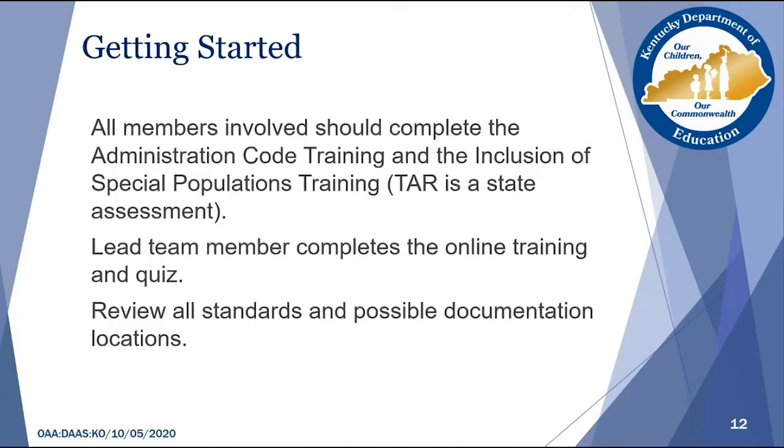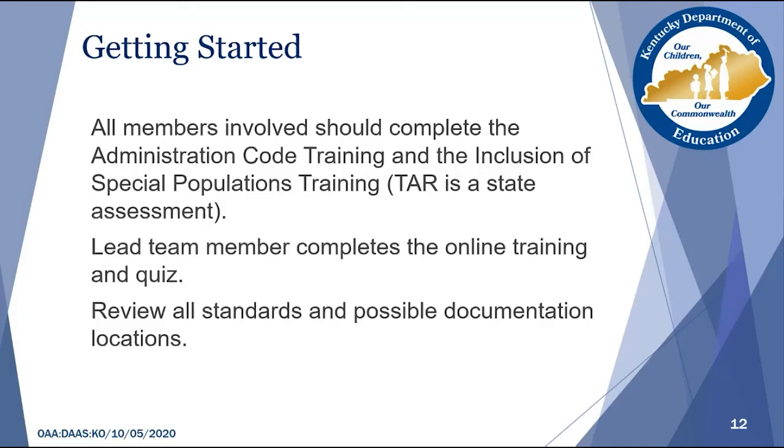Now let's take a look at what steps need to be taken in getting started. The lead team member must review the training and successfully complete the qualifying quiz. The lead team member is responsible for explaining the process to the rest of the team members. Each certified staff assisting with the TAR must complete the administration code and inclusion of special populations regulation trainings.